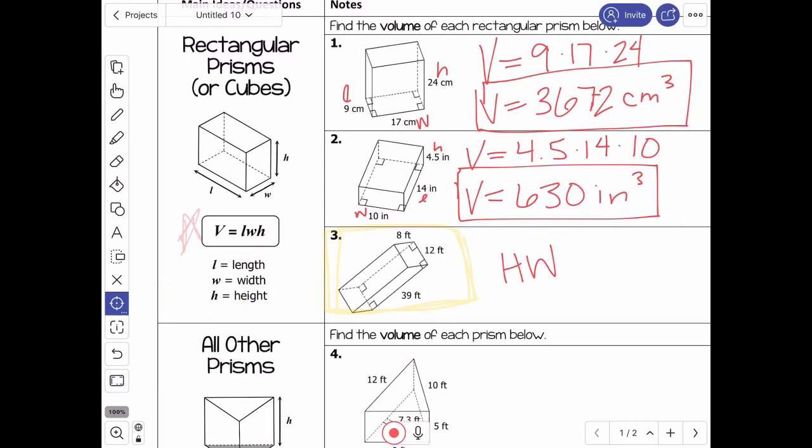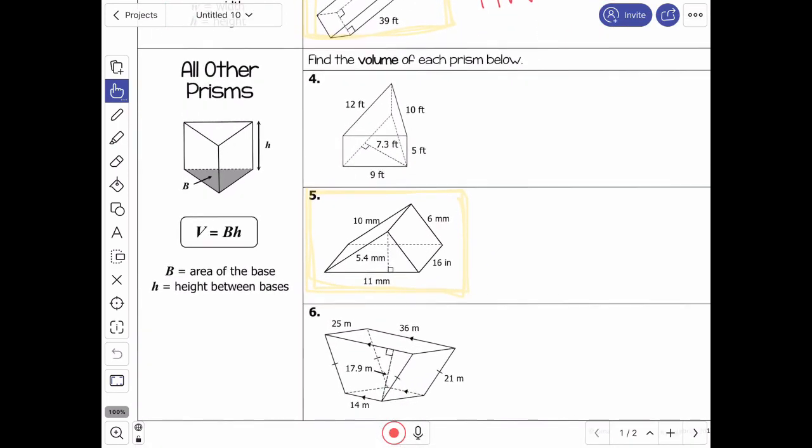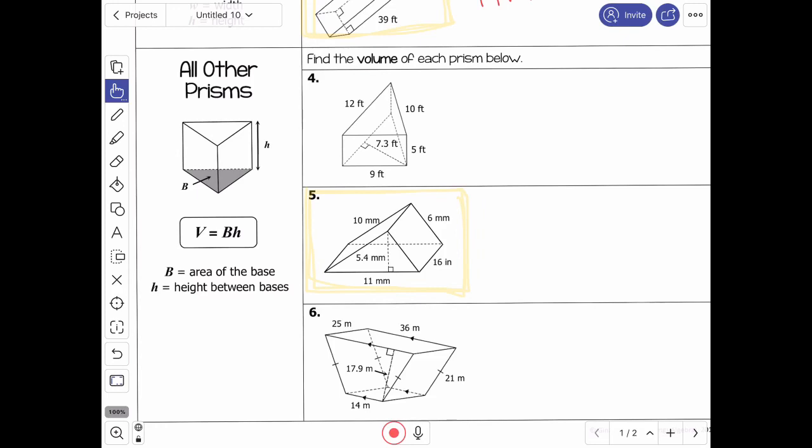I want you to think about how any other prism is just made up of 2 bases that are parallel to each other. So if I know the area of my bases, then I would just have to multiply that area by the height of the prism, and then I would get the total volume. So again, we have this uppercase B. That uppercase B is standing for the area of the base, and then H is going to be the height between the bases, okay? So it's not necessarily the height that you use for your base. It's going to be between the bases.